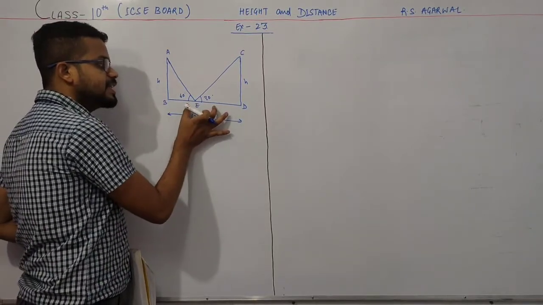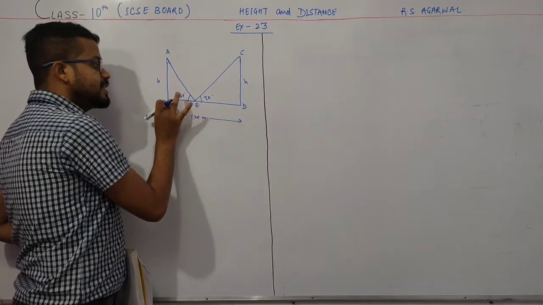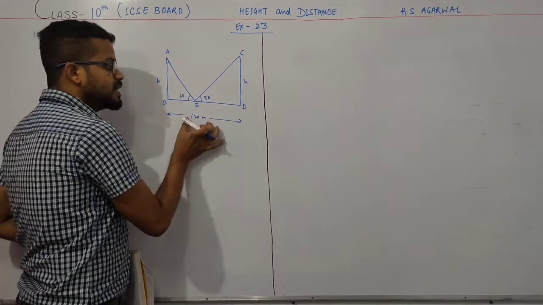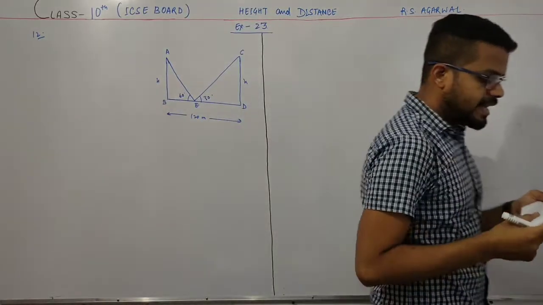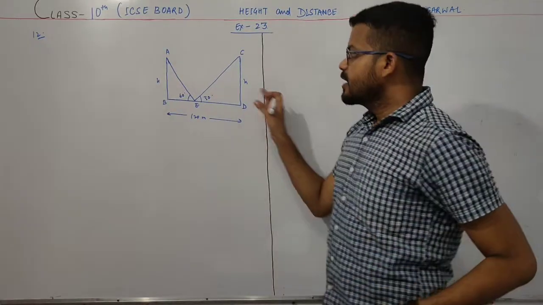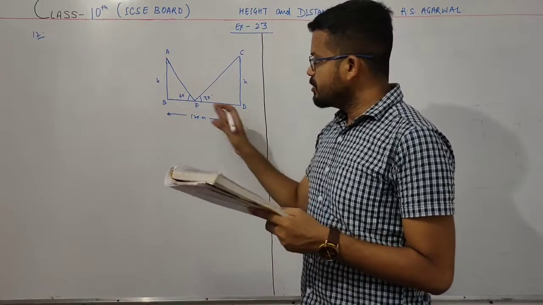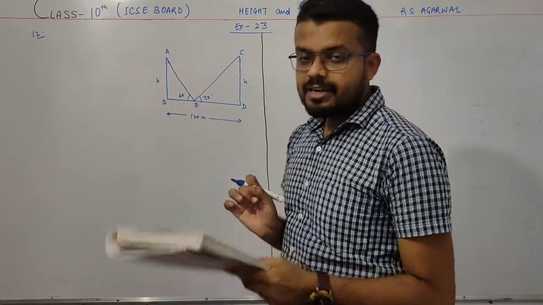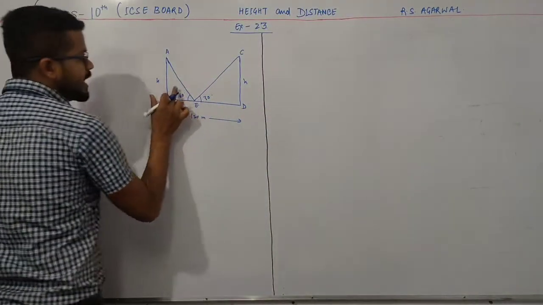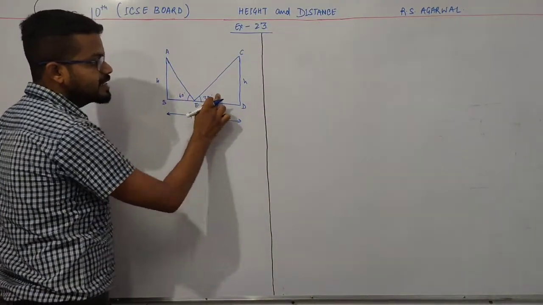So basically the question gives the distance between both poles as 120 meters. At a point on the road lying between the pillars, any point lying between them, the angles of elevation of the pillars are 60 degrees and 30 degrees respectively.